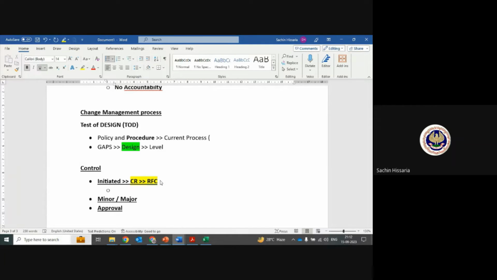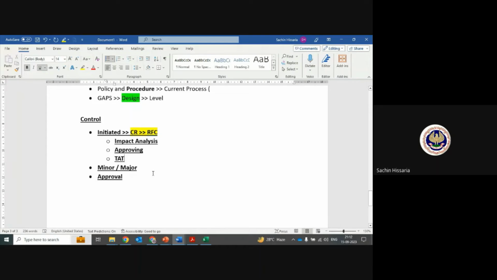In the change request and the RFC, I will know the impact. The organization will also include the impact analysis. What would be the impact of those changes? Who is the approving authority for those changes? By when you need to implement the changes, your TAT. All these things are included in the RFC or change request document. After initiation of the RFC, somebody will approve those RFCs.